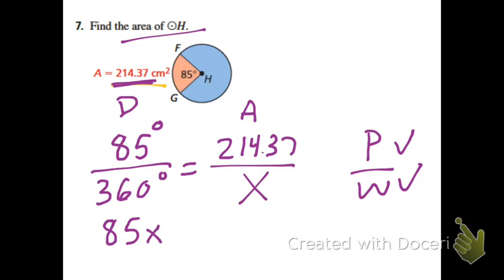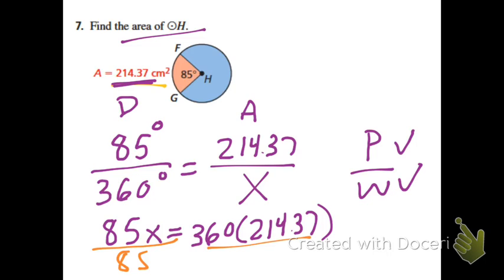Okay, we'll cross multiply, and we'll get 85 times x is equal to 360 times 214.37, a larger number. Then we'll take both sides and we'll divide by 85. Now to find x, we'll just type all that into our calculator. So if I do 360 times 214.37 and then divide that by 85, we get 907.9.